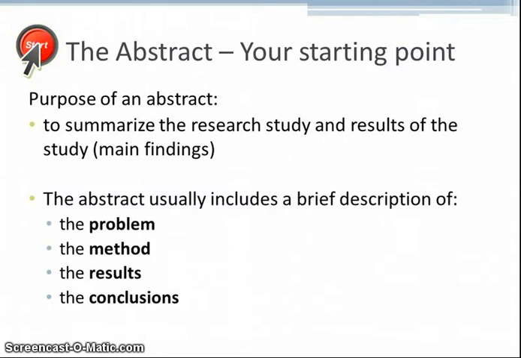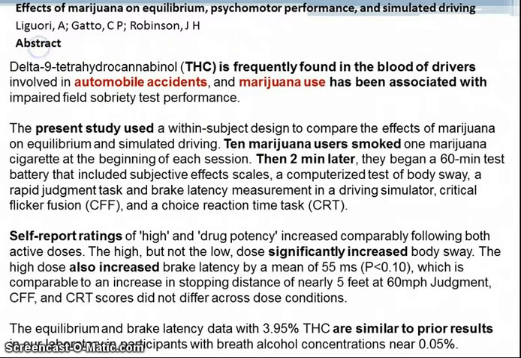And the abstract usually includes a brief description of the problem. What was the problem? What's out there that made the researchers go out and do that research? What are they looking for? What relationship between what ideas are they looking for? They usually give a brief description of the method, how they did it, some of the major findings or the results, and their conclusions.